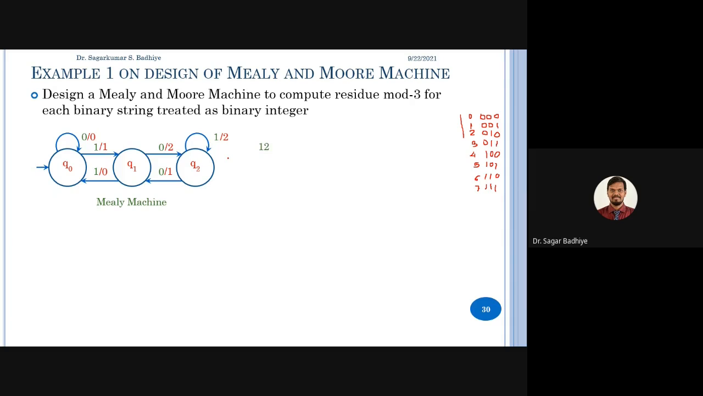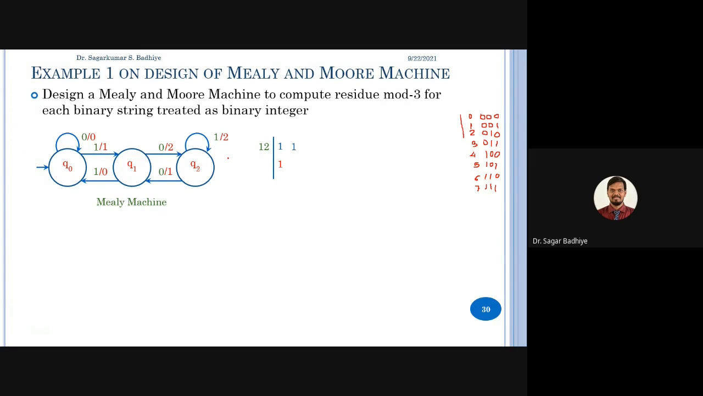Then let us consider an example. So 12 is represented as an integer number, and when it is represented in binary, it is represented like this: 1100. Okay, so 1100, when it is given as input to our machine, let us check what happens. So in Q0, if I get a 1, Q0 on 1 goes to Q1 and produces an output 1. So output produced is 1.